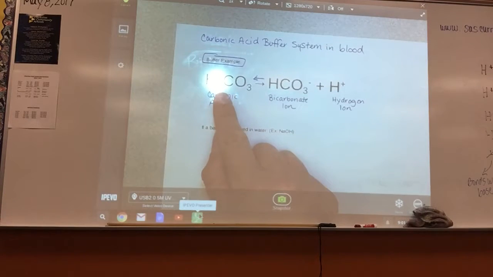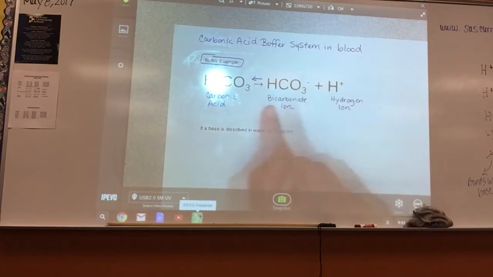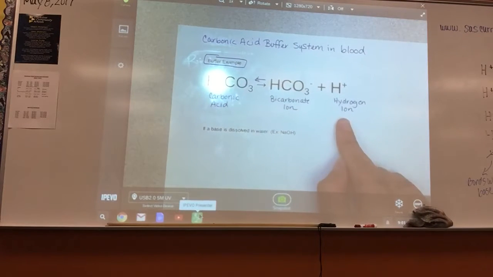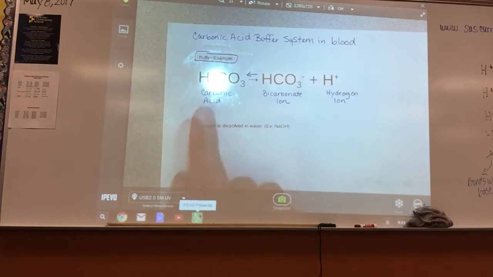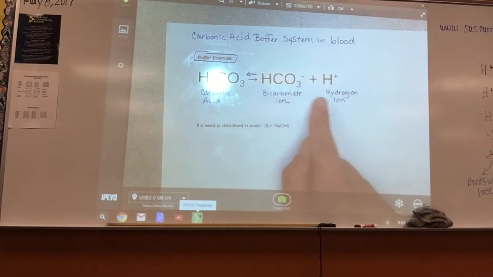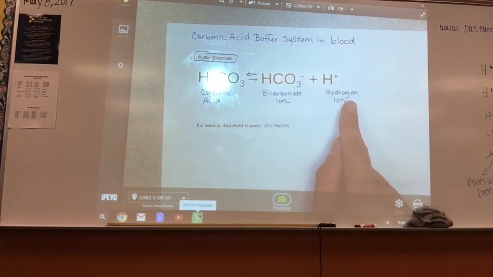So let's look at this then. Let's go from left to right. Carbonic acid breaking down into the bicarbonate ion and the hydrogen ion. If this is in your blood, this is supposed to buffer changes in pH. And so what must be happening to the pH or the concentration of hydrogen ions if the buffer in your blood went from left to right? In what situation, what must be going on in your blood for this buffer system to release H plus ions?